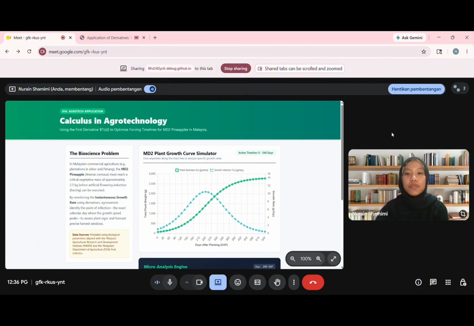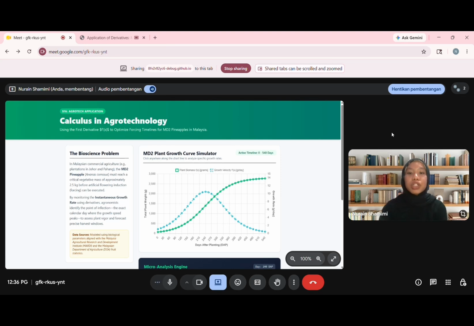In this project, the first derivative is used to analyze the plant growth rate and identify the fastest growth period of the pineapple plant. This study is important because it helps improve agriculture efficiency and crop management. First, it helps farmers determine the best timing for forcing to produce more consistent fruit quality. Second, understanding plant growth rates can improve overall yield. Third, farmers can manage resources such as fertilizer, water, and labor more efficiently. This project also shows how calculus and derivatives can be applied in real agriculture situations.